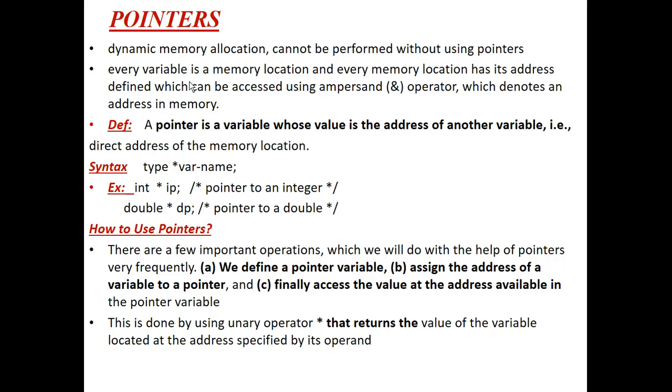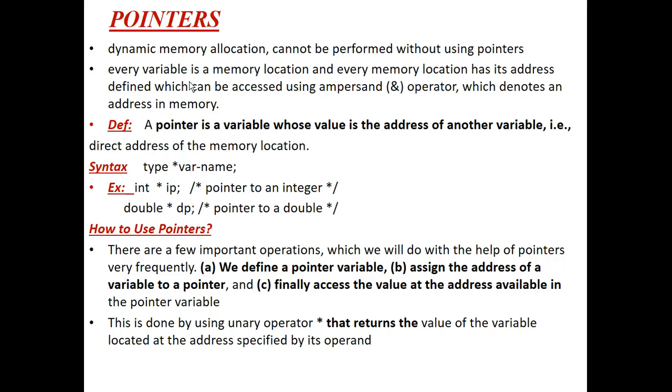If we want to access the address of that variable, by using the ampersand operator you can access the address of that particular variable. Here the ampersand operator denotes the address in memory: where the actual memory location is, and at what address the variable's value is actually stored. By using the ampersand operator, we can get the address location of a particular variable.